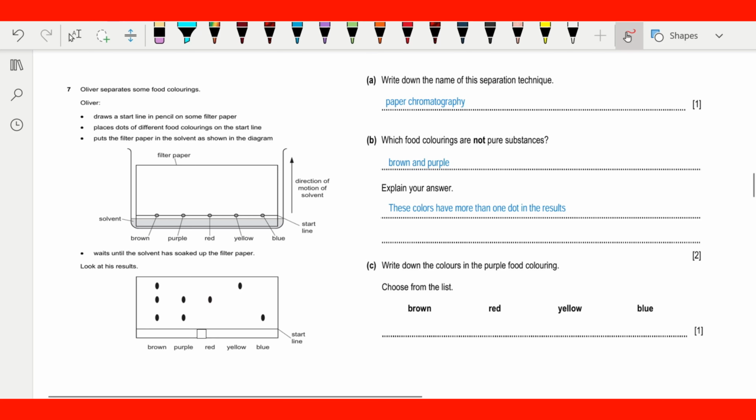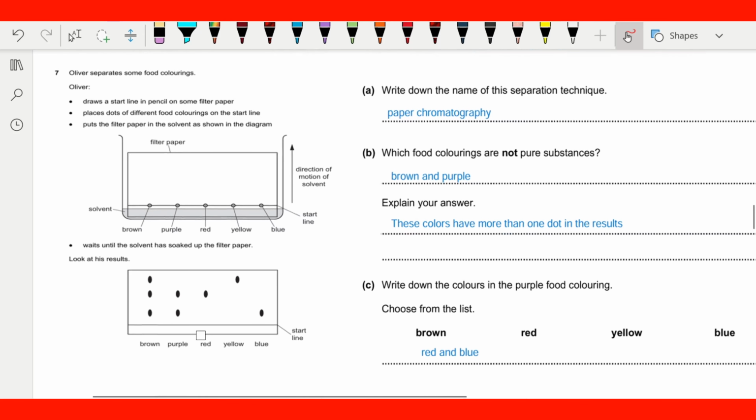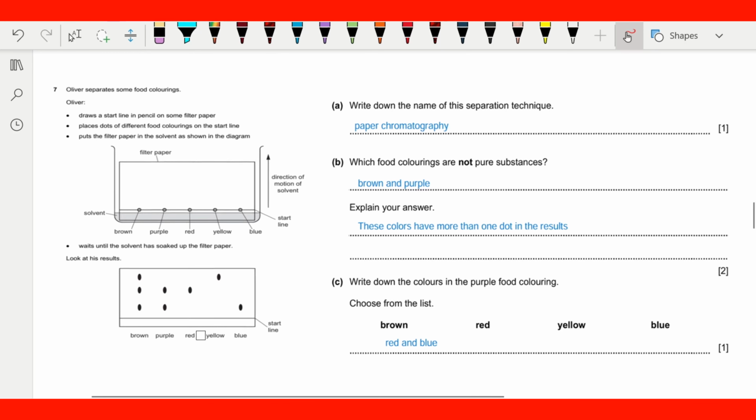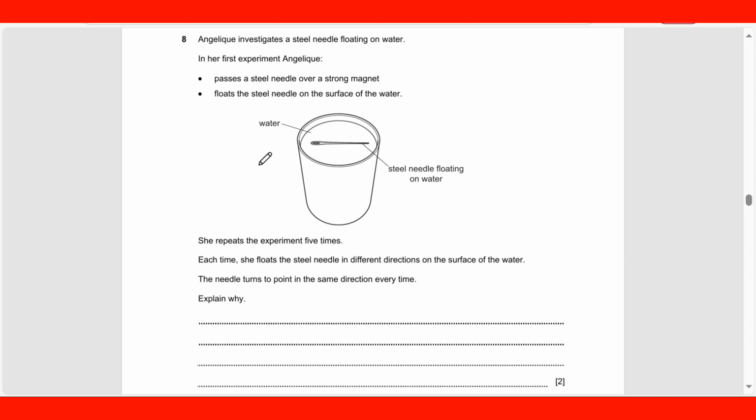Okay, let's check out the answer guys. So it's red and blue here. Purple has red because it is the same position as red, and this is the same position as blue. So purple is made from red and blue food coloring. Let's move on.